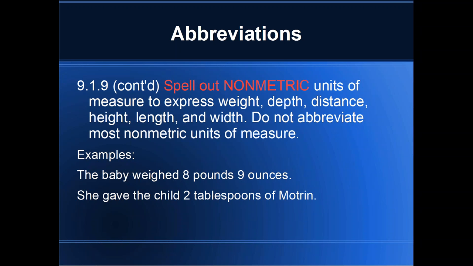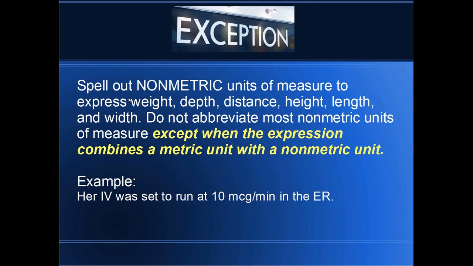That's a good example to have there. And I'm not sure if I included it in the next one, but if not, I'm going to mention the one here. So I think that's pretty straightforward. Oh, yes. And there it is. The exception, my nice little box up here: do not abbreviate most non-metric units of measure except when the expression combines a metric unit with a non-metric unit. Oh, but of course. And here's an example. Her IV was set to run at 10 micrograms per minute. I think that's what's actually in the book, micrograms per minute in the ER. So this is an exception. Why? Because the metric unit is micrograms, and the non-metric is minutes. And on top of that, it's a virgule construction as well.